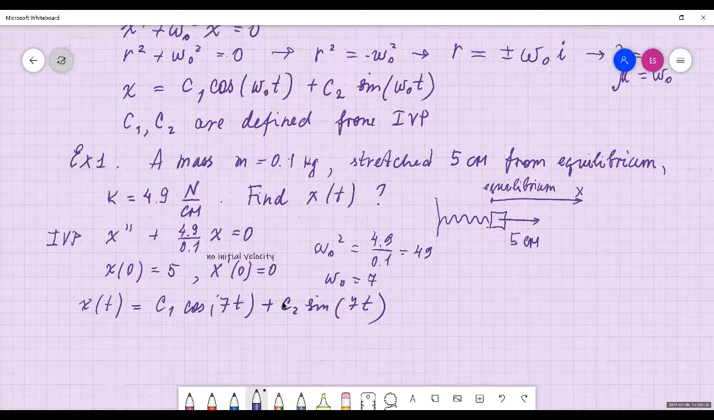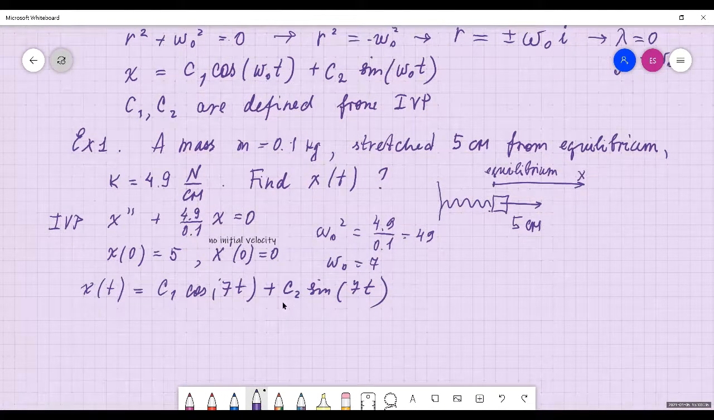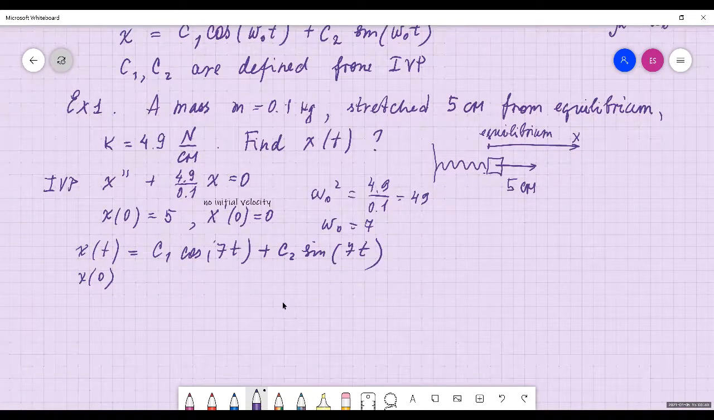So x of 0, I'm plugging in 0 instead of t. You know that usually we give 0 to make our calculation simpler. It's not necessary to give initial conditions at 0, but it's very easy to plug in 0 here and here, right? So we have cosine of 0 equals 1 and sine of 0 equals 0, which gives us c1 right away. So c1 equals 5.